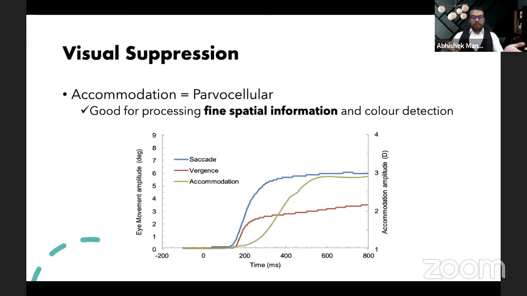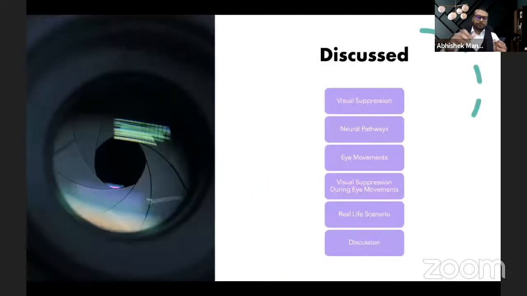However, the parvocellular pathway is for fine spatial information, and therefore we know that for accommodation we need to actually look into the fine information to be able to focus and give a clear retinal image. Therefore the parvocellular pathway is considered for the accommodation response because of its nature. So this is what we can actually say is happening between saccades and accommodation, based on the speed and obviously the nature of the reaction of these kinds of eye movements.